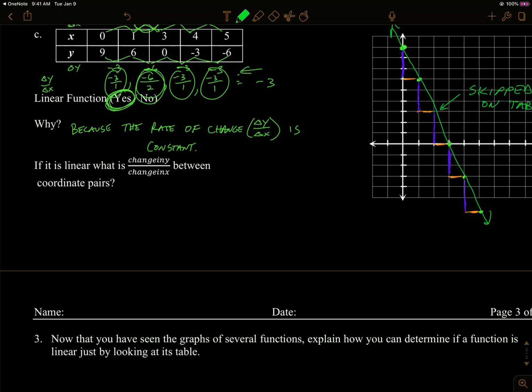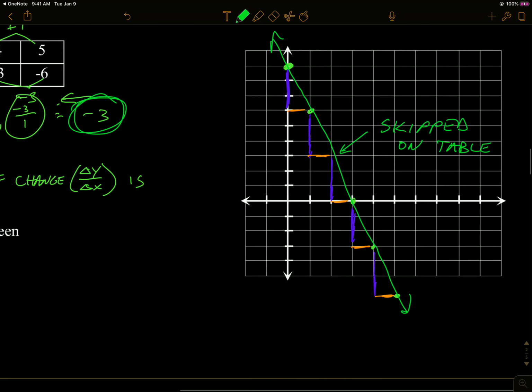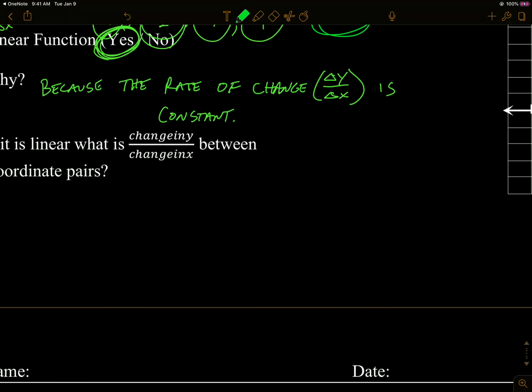So if it is linear, what's the change in y over the change in x? So they're saying, what is the rate of change? We already did that up here. We reduced them all. Or you can look at the slope here, right? It goes down 3 and right 1. So the slope is -3.